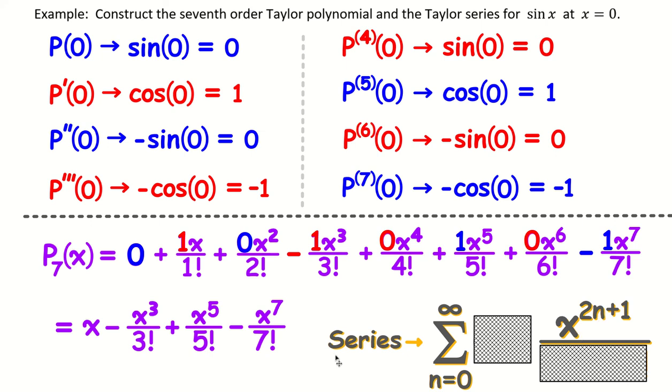2n plus 1. So if we're starting off by plugging in 0 for n, we're going to end up with the first power, and then when we plug in 1, we'll end up with 3, and then when we plug in 2, we'll end up with 5, and this is how we're only getting the odd powers of x.